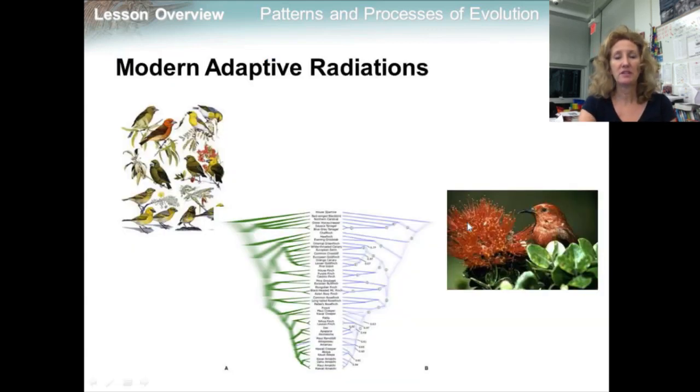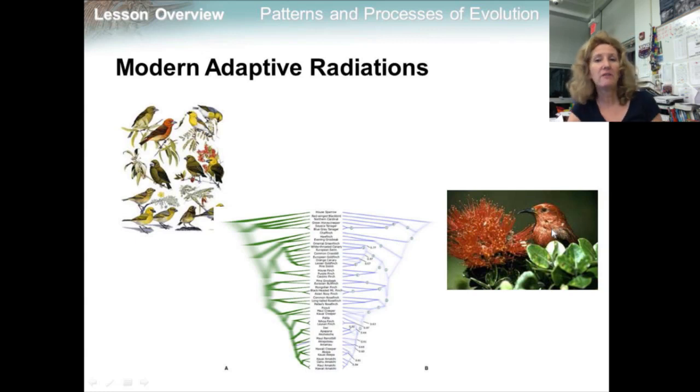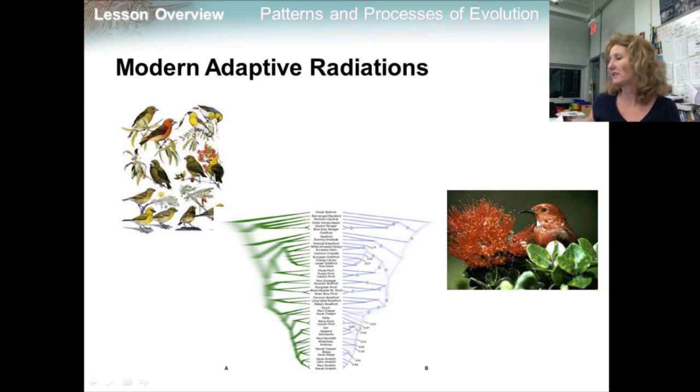Both Galapagos finches and the Hawaiian honey creeper, shown here, evolved from a single bird species. Both finches and honey creepers evolved different beaks and different behaviors that enable each of them to eat different kinds of foods.